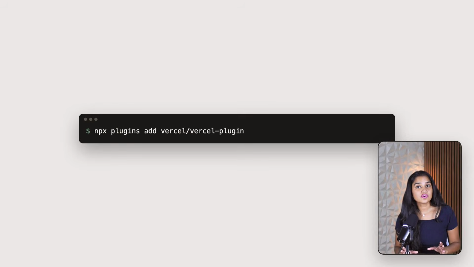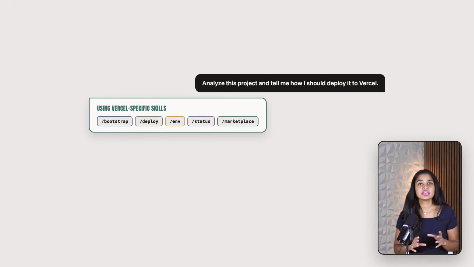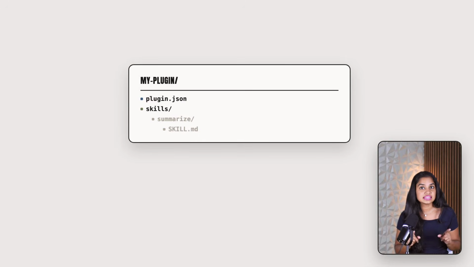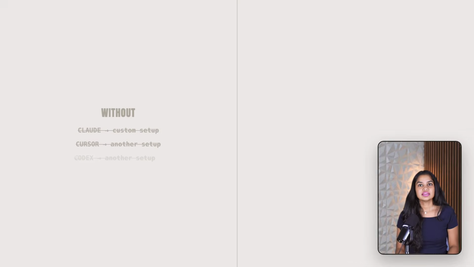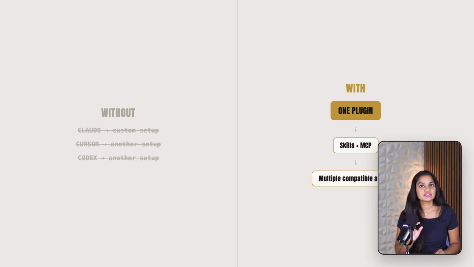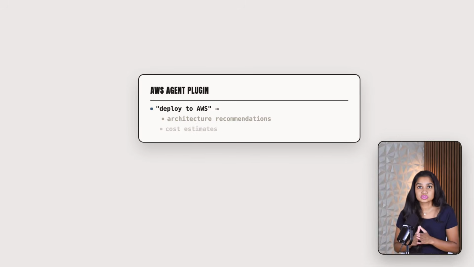If you're using Claude Code, Cursor, Codex, or any modern AI coding agent, pay attention to this because the way we extend these agents is starting to change. Imagine installing one plugin that gives your coding agent specialized skills, tools, workflows, and even MCP servers. And instead of rebuilding that integration for every AI coding tool, you can package those capabilities in a common format.